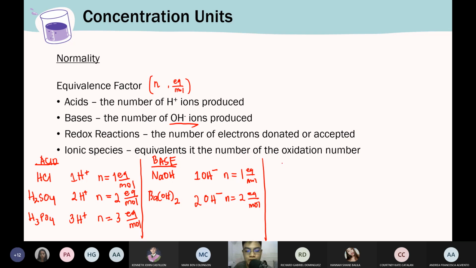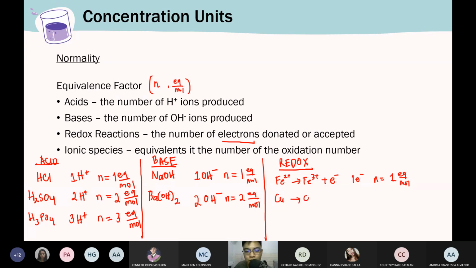Now, what about redox reaction? Naalala nyo pa ba yung redox? Kung hindi na, okay lang. Di-discuss natin sa chapter 6 to. So, for the redox reaction, basically, sabi dyan, you need to determine the number of electrons donated or accepted. So, let's assume we have this equation Fe2+ to Fe3+ with 1 electron. So, since 1 yung electron natin, meaning the equivalence is 1 equivalent per mole.